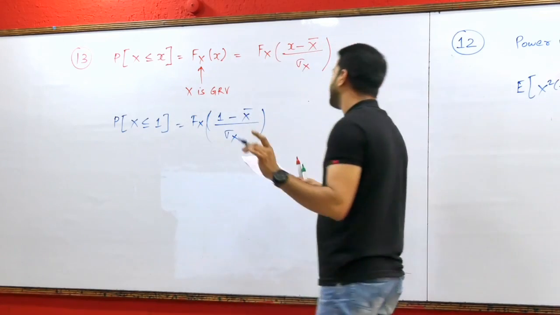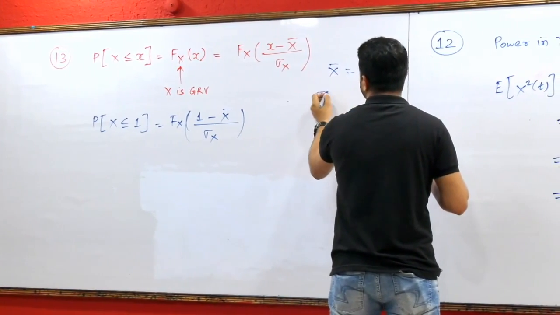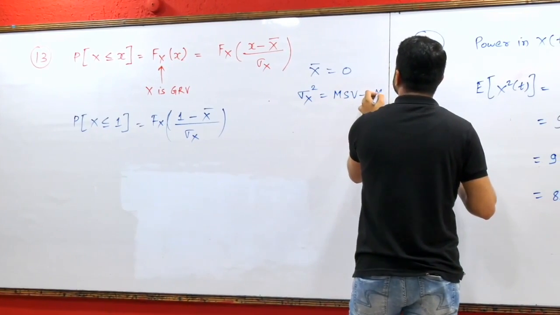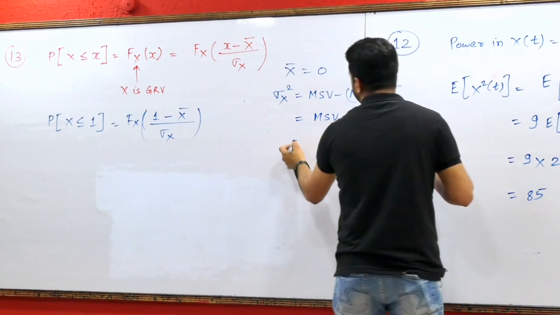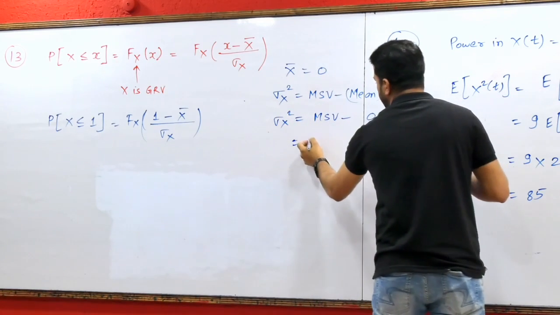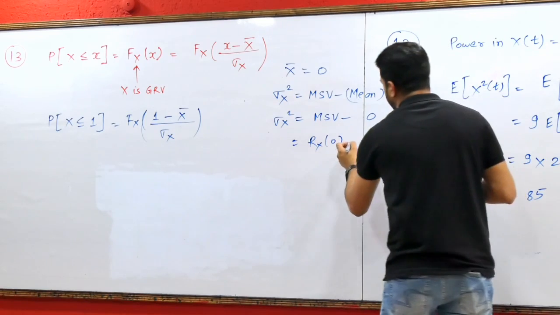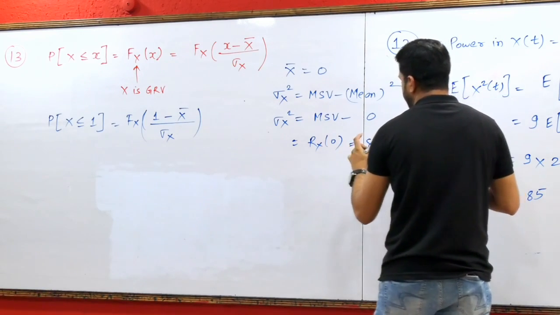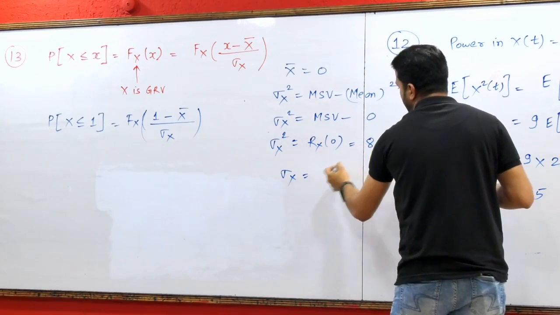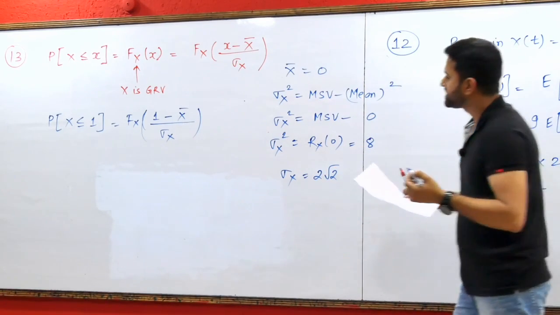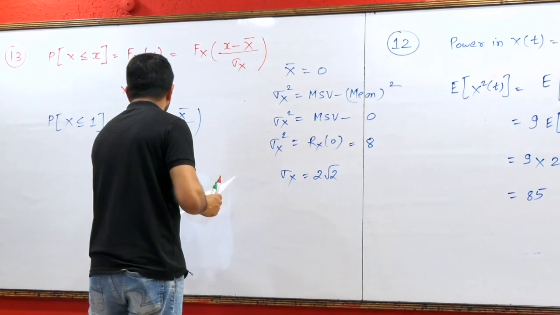So you have to calculate the value of the mean and the variance. The mean is given as 0, so x bar is 0, and we know that the variance equals the mean square value minus the mean whole square. The mean is 0, so the variance equals the mean square value. And what is the mean square value? The mean square value is the autocorrelation at tau equal to 0. The autocorrelation of x at tau equal to 0 will be 8. So the variance is 8. We have to write sigma x, not sigma x square, so you take the root over it and we get 2 root 2. So sigma x is 2 root 2, and if I substitute the values here, this is (1 minus 0) upon 2 root 2.